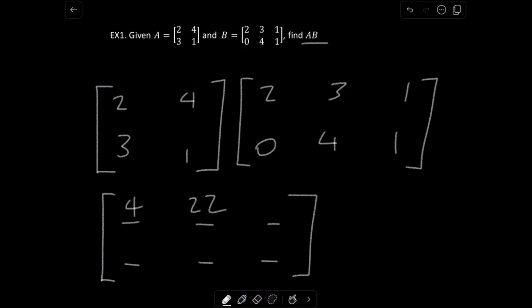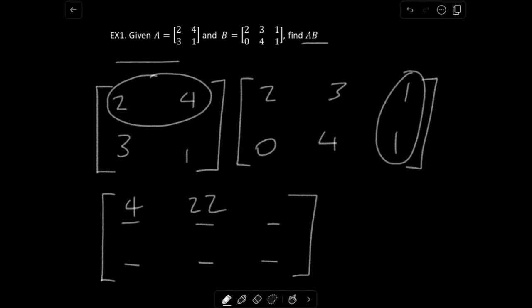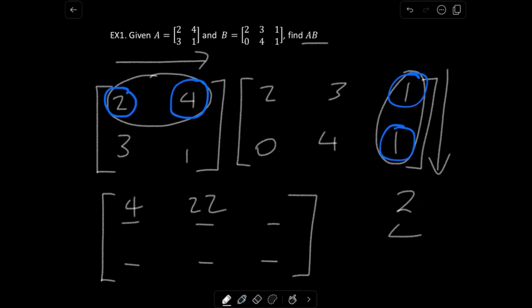Okay, now I'm looking at row 1, column 3. So row 1, column 3. When we multiply left to right, top to bottom, it's going to be the 2 multiplied by 1. That's going to be 2. And then it's going to be the 4 multiplied by 1. That's going to be 4. Add them up, you get 6. That's the answer for row 1, column 3. Okay, let's move on.